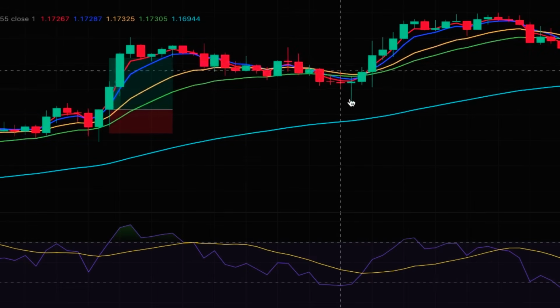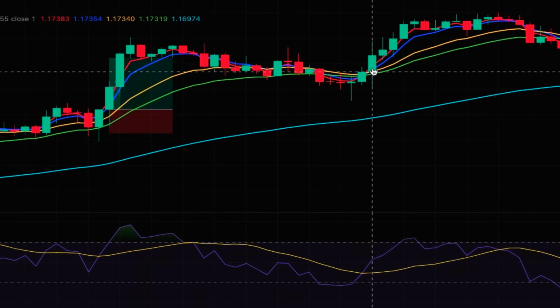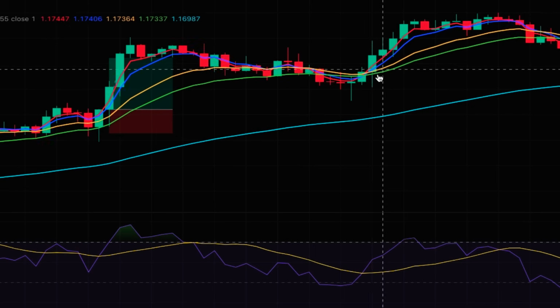But here in this part you can see that again the price went below the green line, and at this point when this candle is closed, the red line is closed above the blue line and the orange line is also above the green line, and the price is above the major trend line.